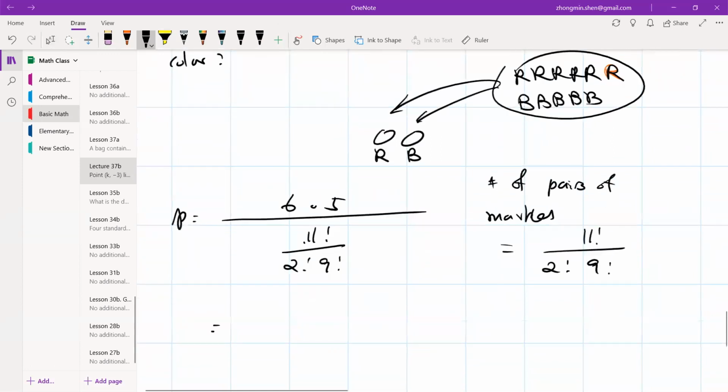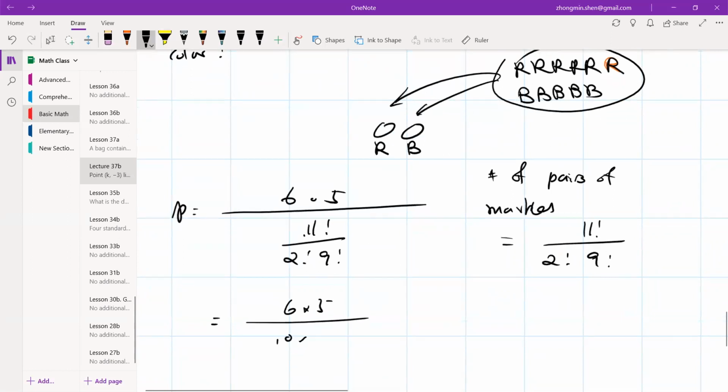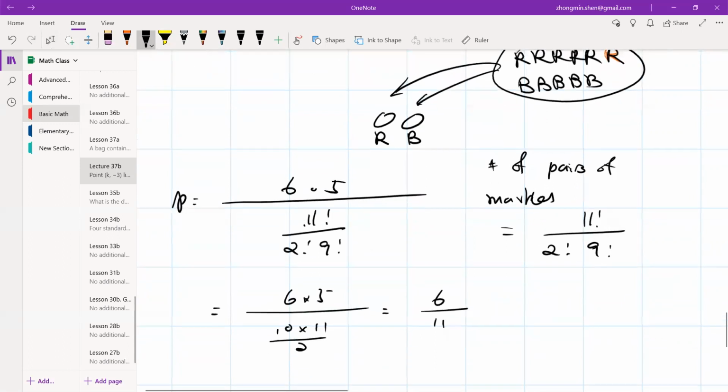Okay? So let's simplify it. So 6 times 5, and here 11 factorial over 9 factorial will be 10 times 11, divided by 2. Okay, so 10 divided by 2 is 5. So it's 6 over 11. 6 over 11, Kevin. Good. Okay, 6 over 11. Okay.